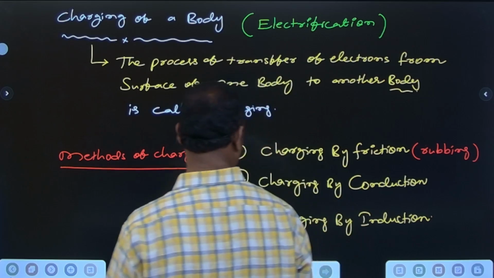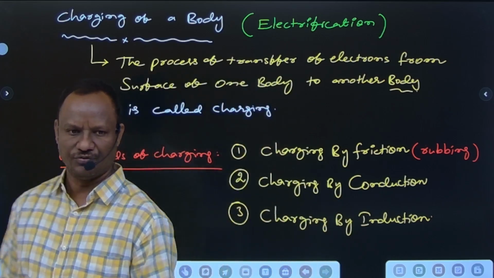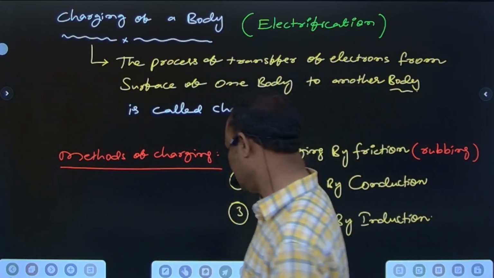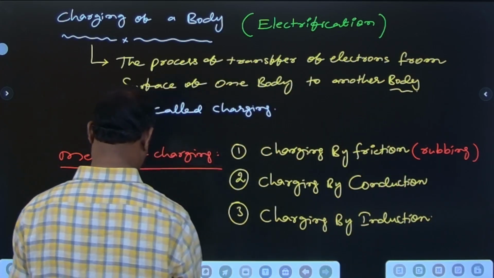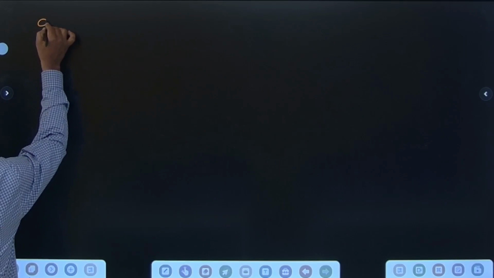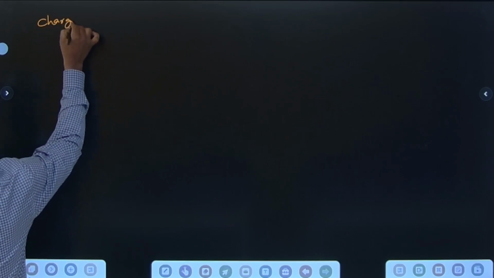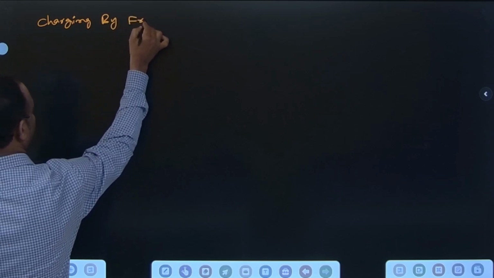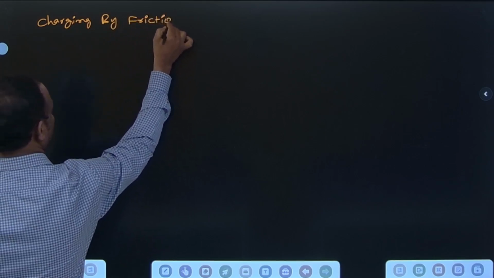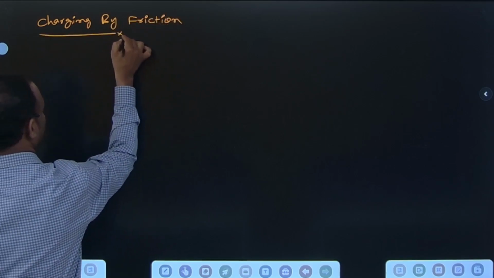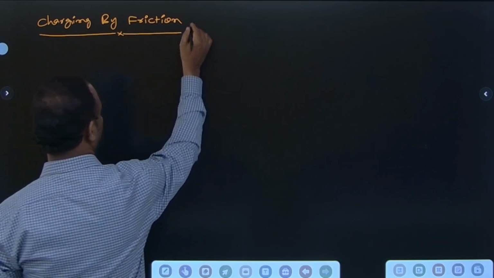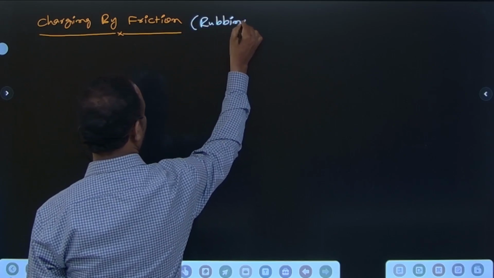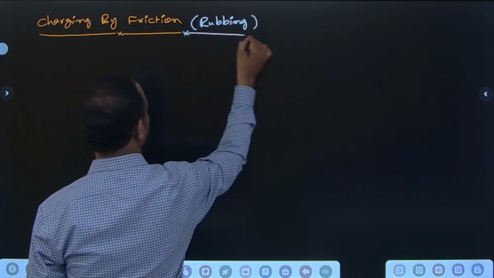So what is charging by friction? When one body is rubbed with another body. Charging by friction is also what we call rubbing.